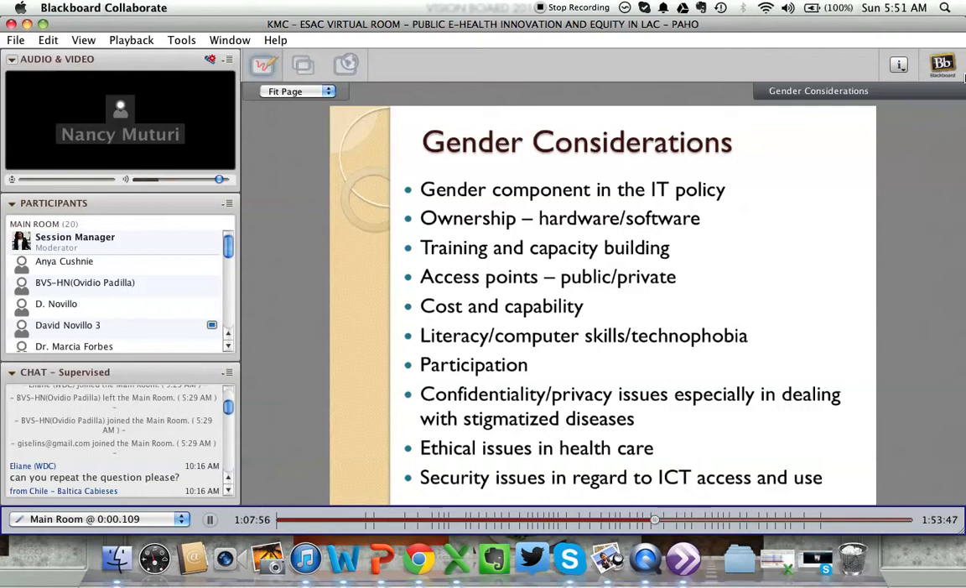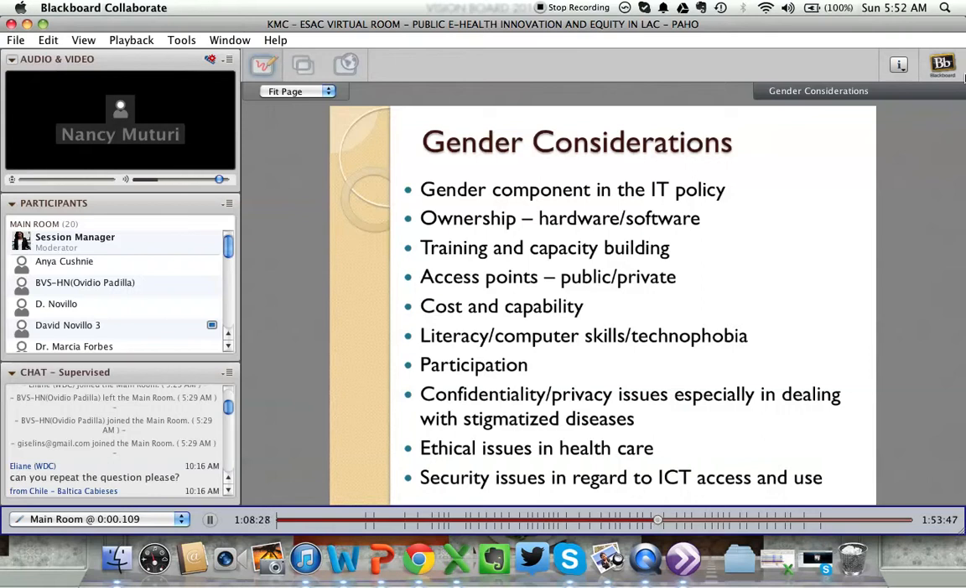Then there's cost and capability. How much can they pay for it? If it's a phone they're using, how much data can they download? All those are issues to be considerate about. And then we talked about computer literacy, and there's research that shows that there are a whole lot of women who suffer from technophobia. They see that as too daunting for them. The issue of participation has to do with how much a woman can share and participate in the healthcare communication.